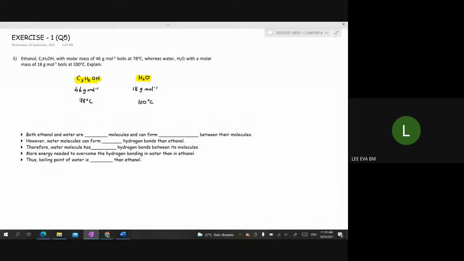One more example before our topical test. 4.5 will be on next week. Okay, last part for chapter 4 will be on next Sunday. Okay, so question number 5.